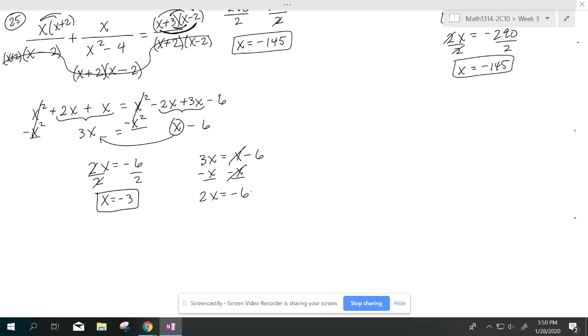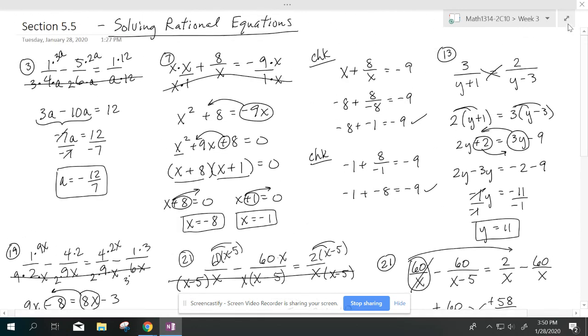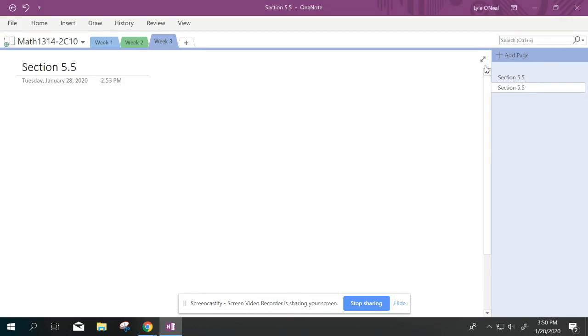I got another one if you're interested. And I think I'm about out of room here, so let's go to a new page.